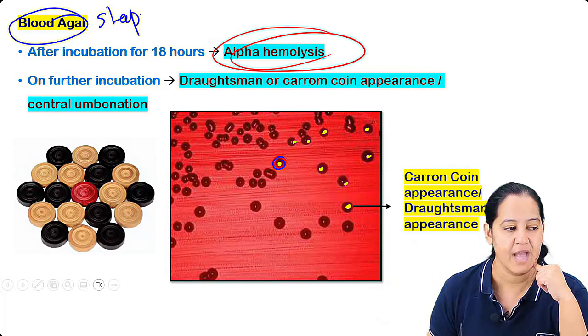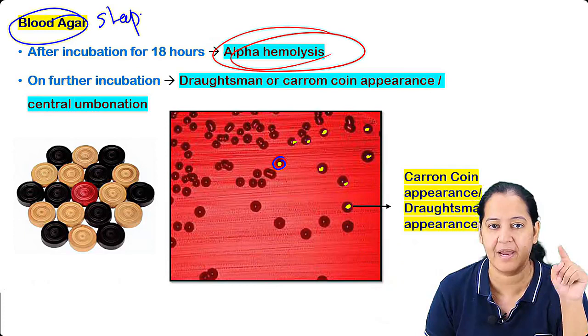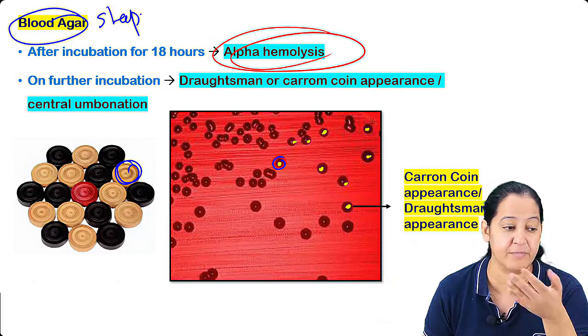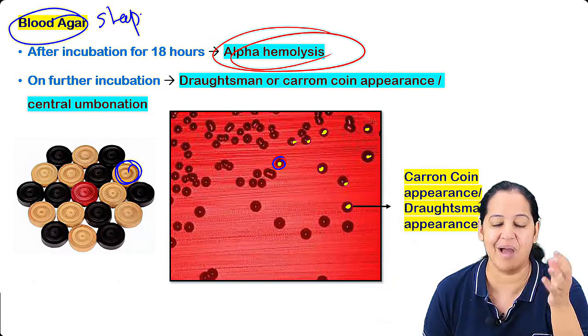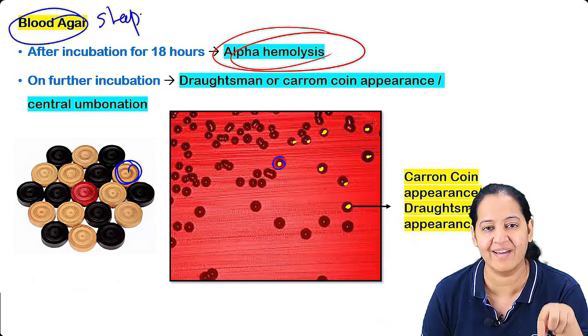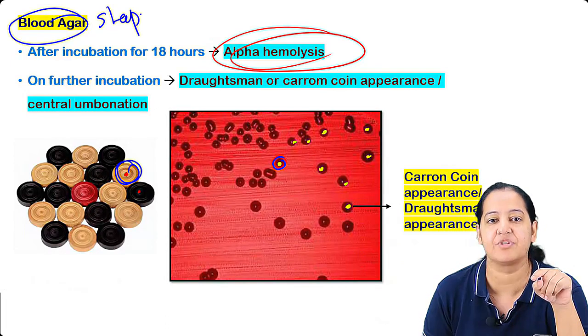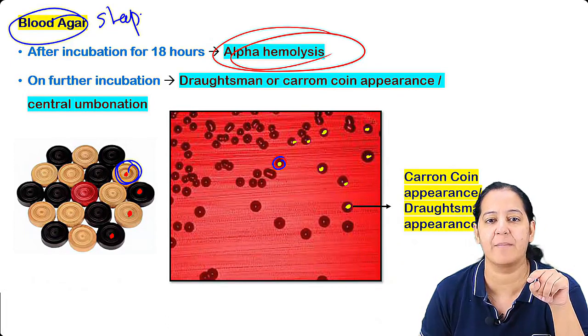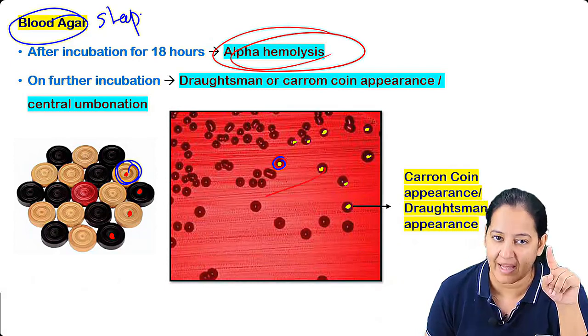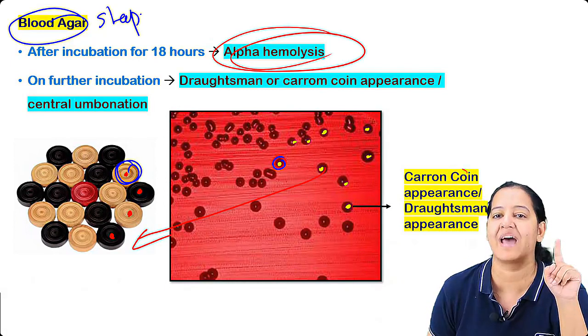Can you see? Have you ever played carom? I still play every day with my kid. Have you seen the carom coin? The carom coin has a depression at its center. There is a depression at every carom coin. So the colony appearance looks like the carom coin. It is known as carom coin appearance.